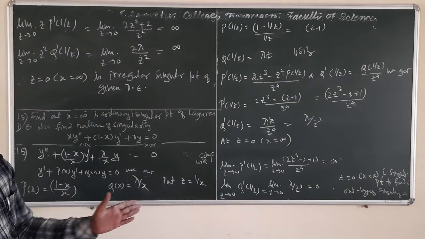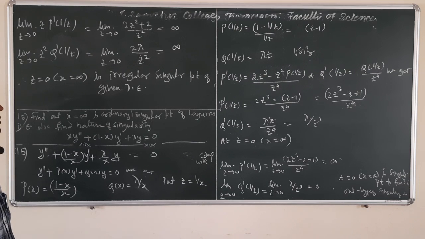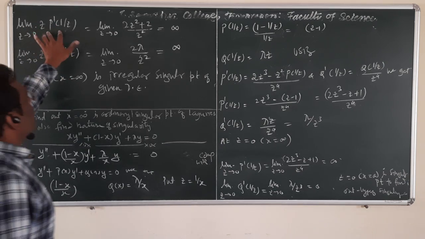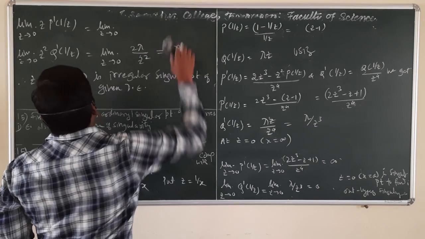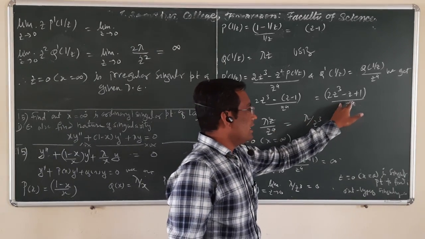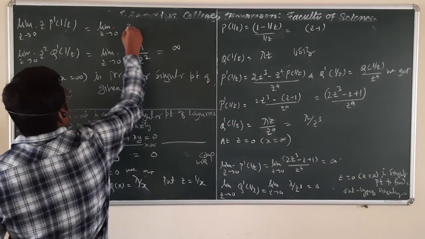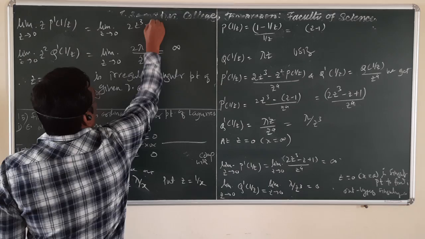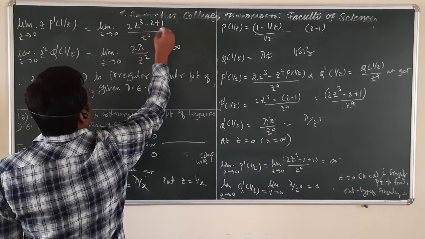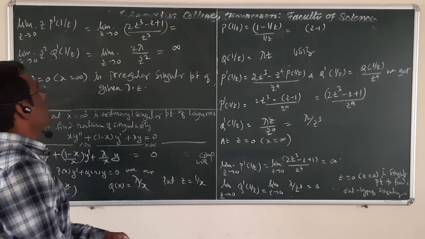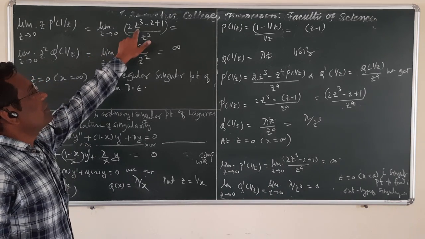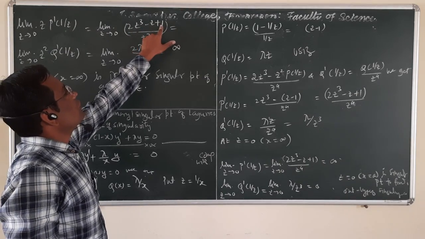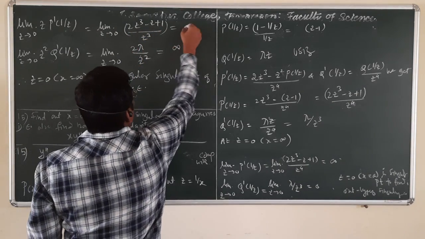Now we have to find out the type of singularity. To find out the type of singularity, we have to take the limit as Z tends to 0 of Z into P dash, and the limit as Z tends to 0 of Z square into Q dash. First of all this factor: if you multiply this by Z, we end up with (2Z cube minus Z plus 1) divided by Z cube. Now if you put Z is equal to 0 in this equation, we get 1 divided by 0, so this is again infinite.